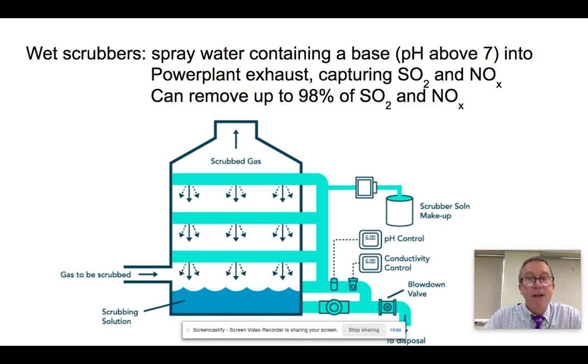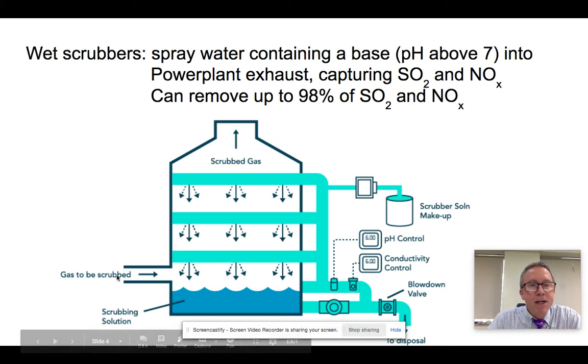This is the most effective method because a wet scrubber can take out up to 98% of the pollutants, which is amazing. So basically what's coming out is pollution-free. Now, it's still going to have carbon dioxide. Again, when we talk about global warming, that's a separate thing. We can't take that out, not this way. But we can take out the sulfur dioxides, the nitrogen oxides, and the particulate matter.